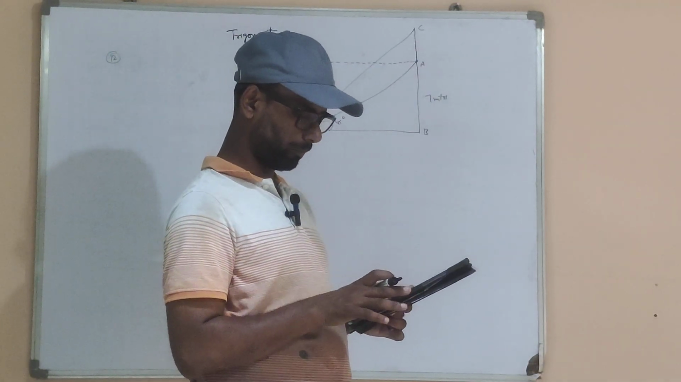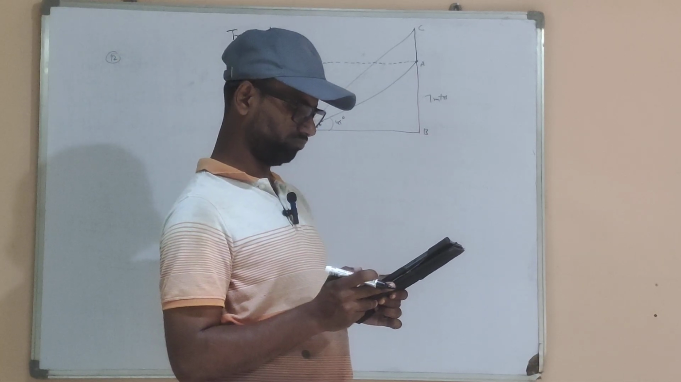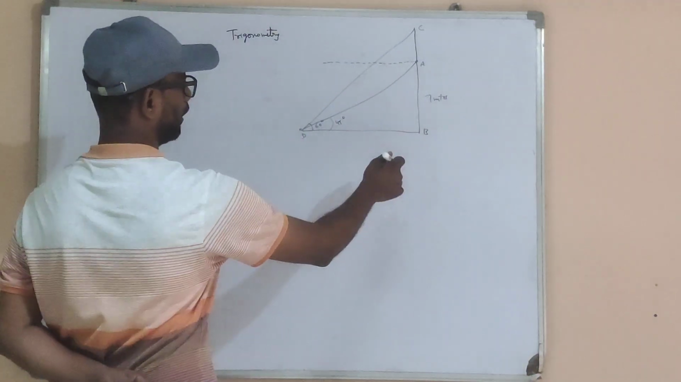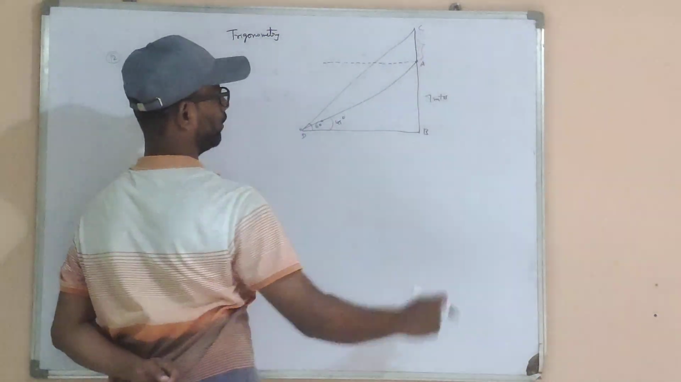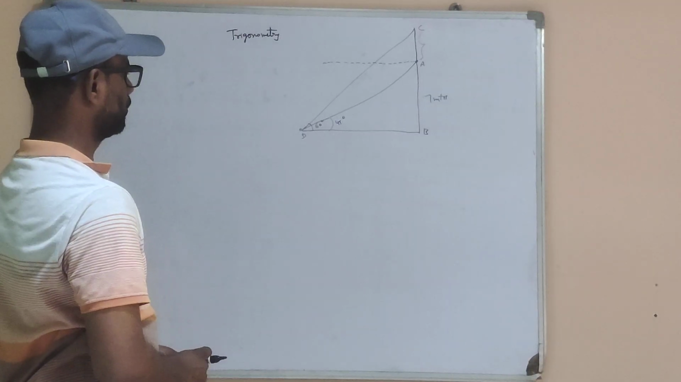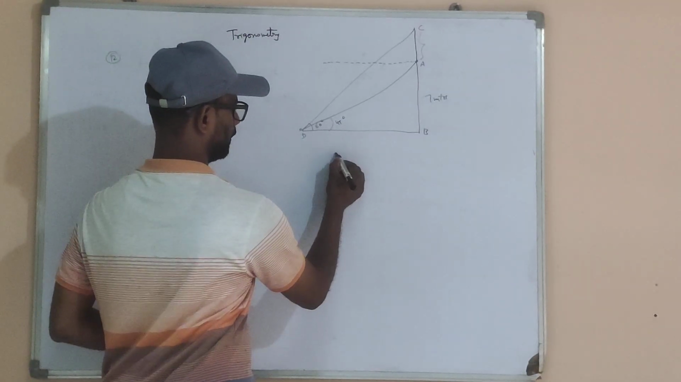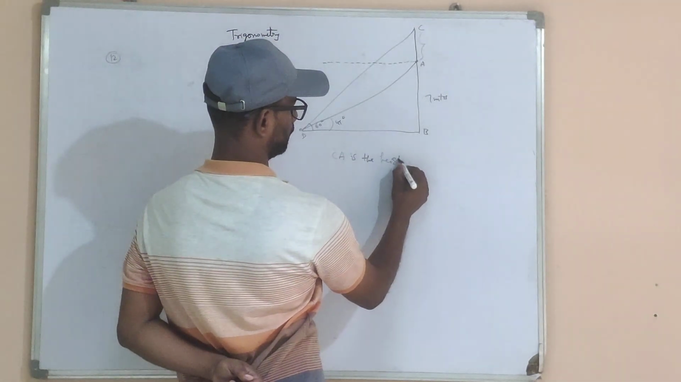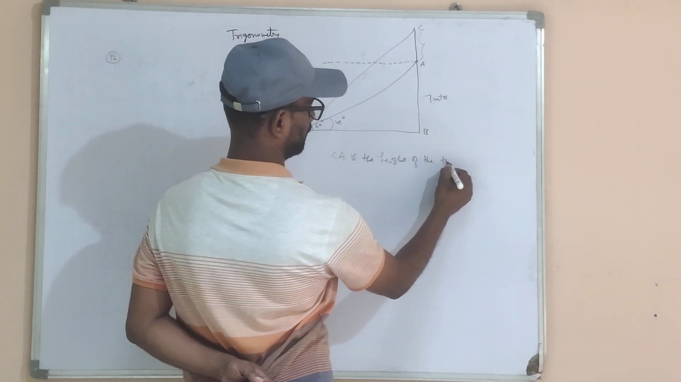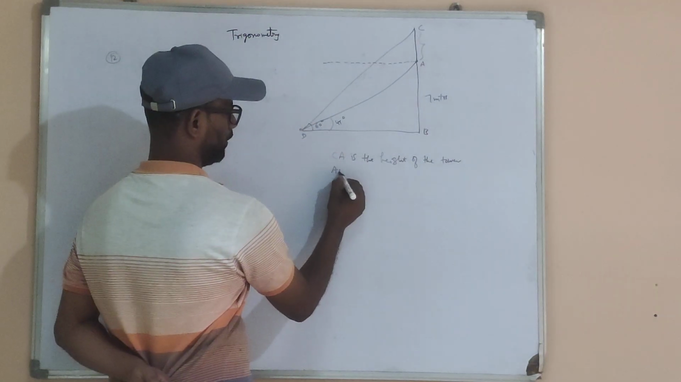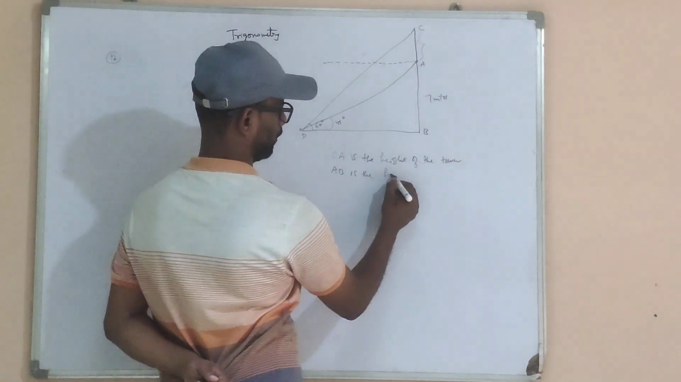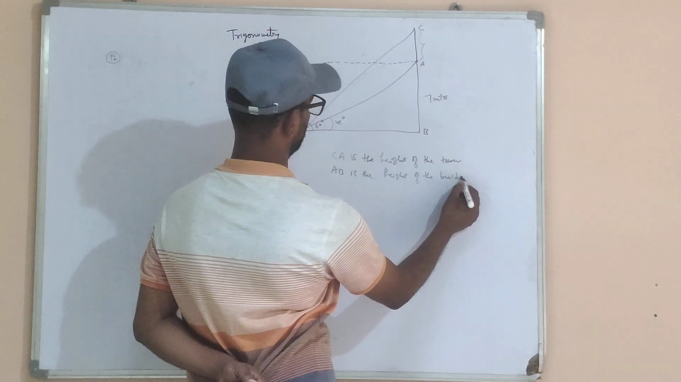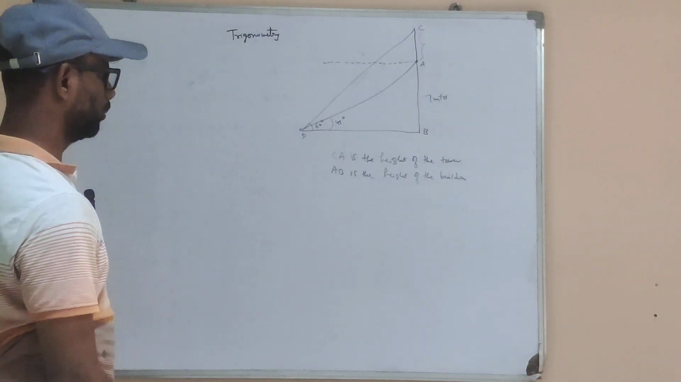Determine the height of the tower. It's a very easy question. We have to determine this one, the height of the tower. CA is the height of the tower. AB is the height of the building. Okay. Next one.